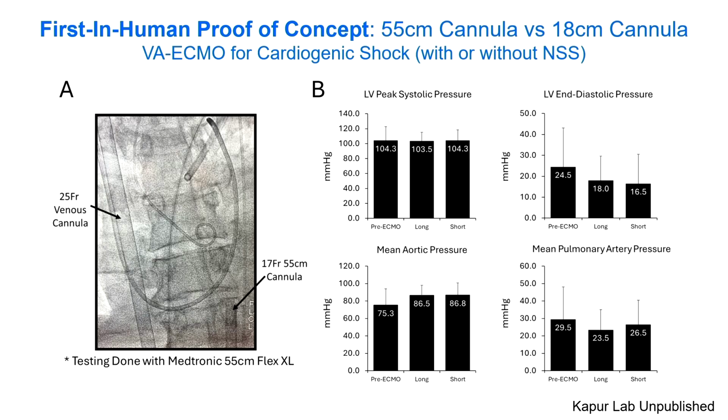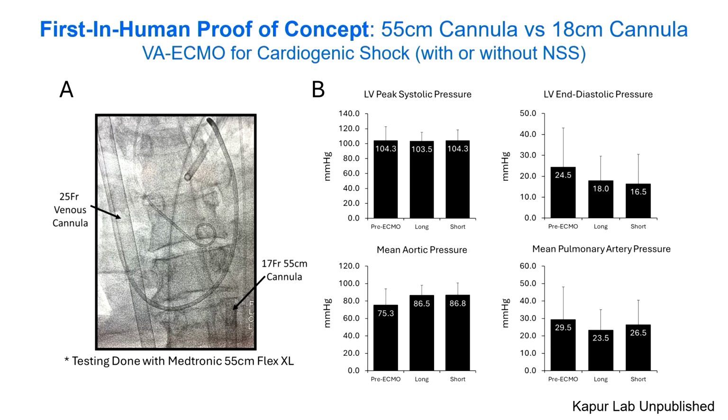We're now in a first-in-human proof-of-concept study, taking patients with cardiogenic shock and implementing the Medtronic Flex XL 55 cm cannula, which you can see reaches just below the diaphragm. On the CFD modeling, that's between position 2 and 3. So we may or may not be achieving what the CFD modeler showed, and that's the intention of the study. One of the endpoints is to look at the hemodynamic effects of a long cannula, positioned closer to the aortic valve, versus a short cannula.